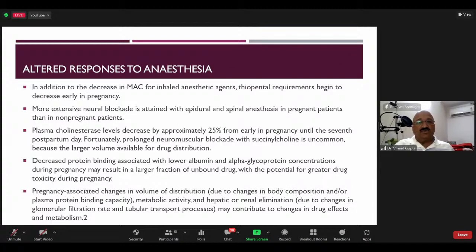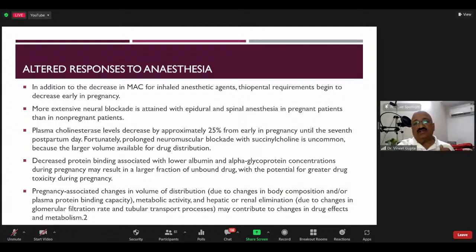Then altered response to anesthesia: MAC decreases, and more extensive neural blockade is attained with epidural and spinal anesthesia in pregnant patients because of the engorgement of the space. Plasma cholinesterase level decreases by 25% from early pregnancy to the 7th postoperative day. Fortunately, prolonged neuromuscular blockade with succinylcholine is uncommon.